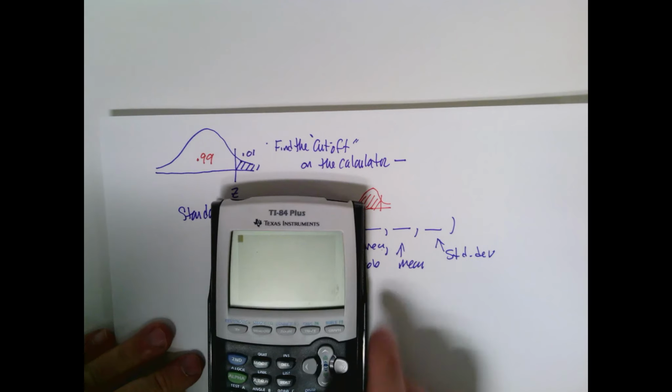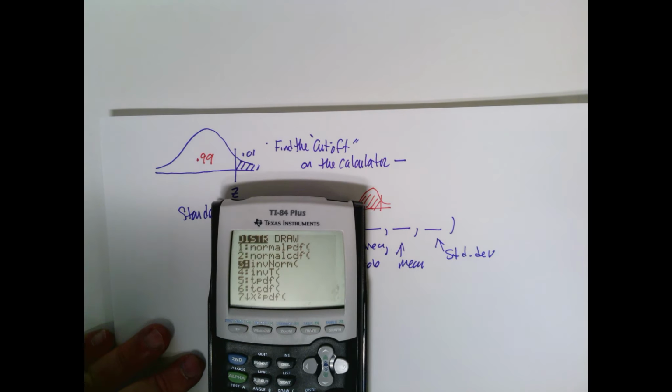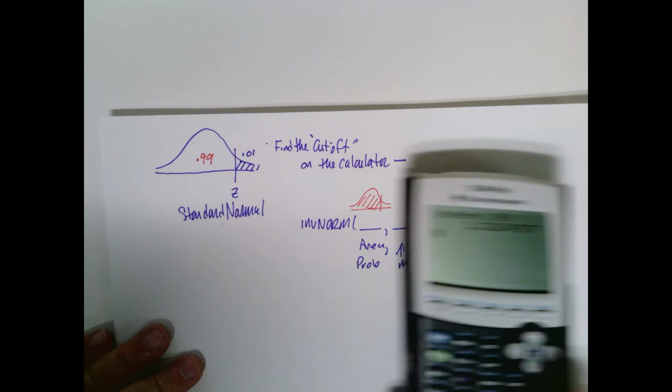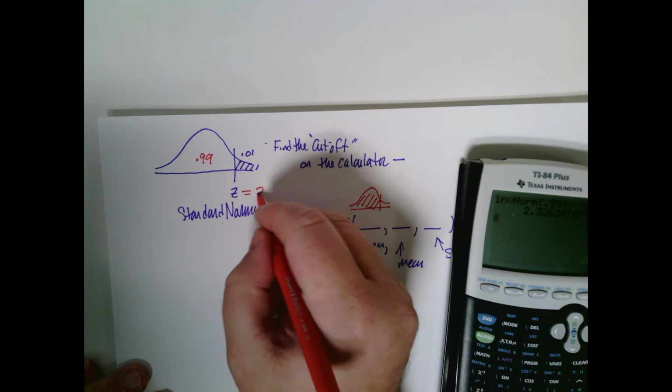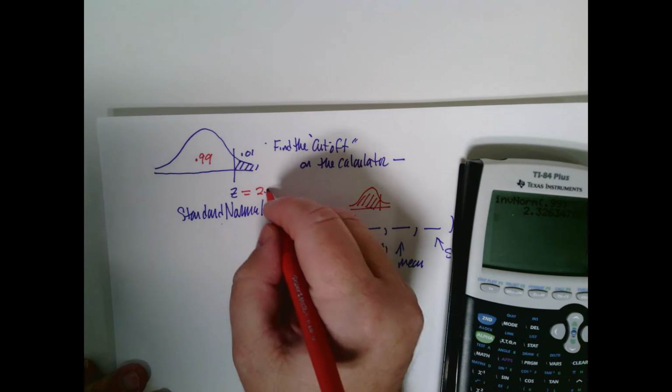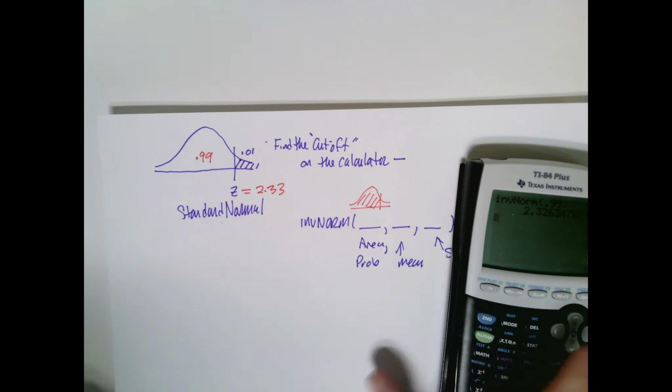If you plug it into your calculator, again you go to distributions, go down to inverse normal this time, and I would put 0.99, and it gives me my cutoff, which is 2.326, or however far I want to write it out, say 2.33. And there we would have our cutoff for that one.